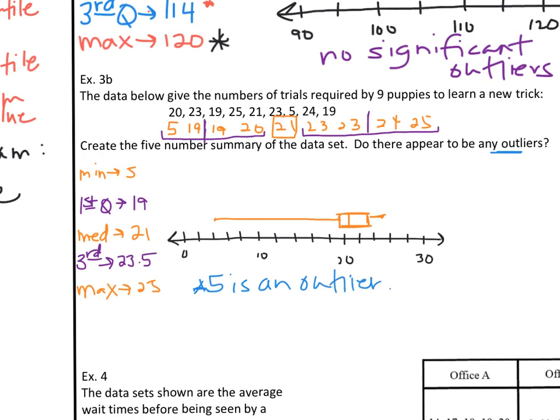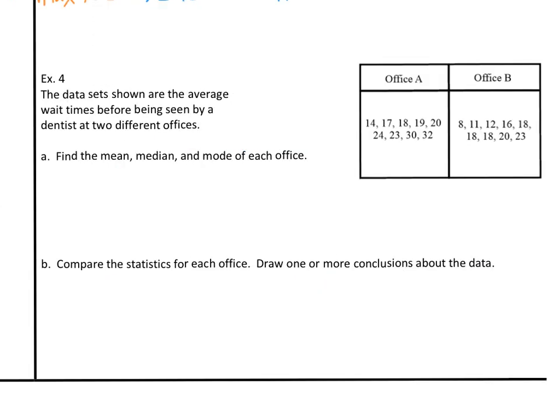And that's how you work with your 5-number summary. Finally, we end lesson 11.1 with an application question. Example 4. The data sets shown are the average wait times before being seen by a dentist at 2 different offices, Office A and Office B. So you can see they're not in any order, just 14, 17, 30, 8, 11, 16, 20, and so on.